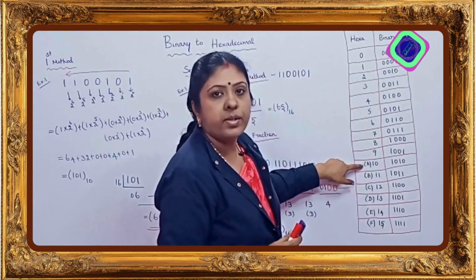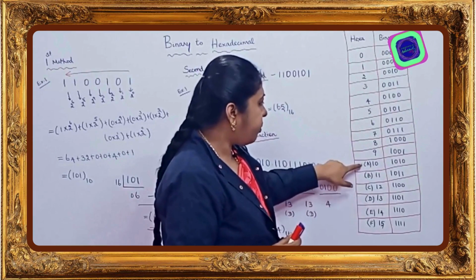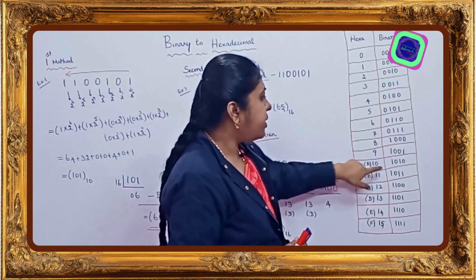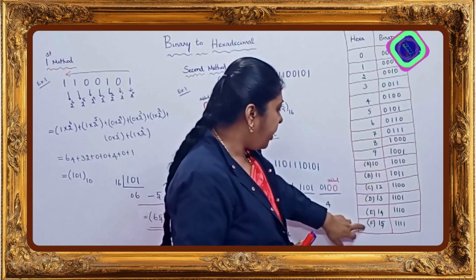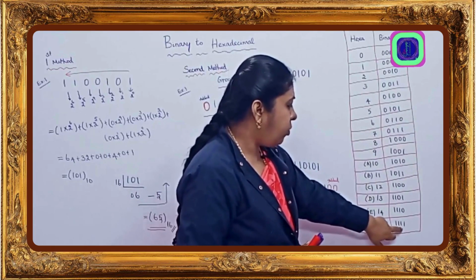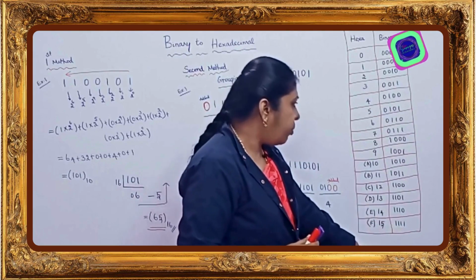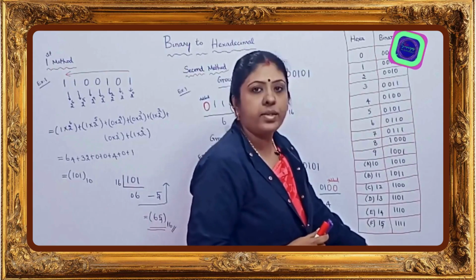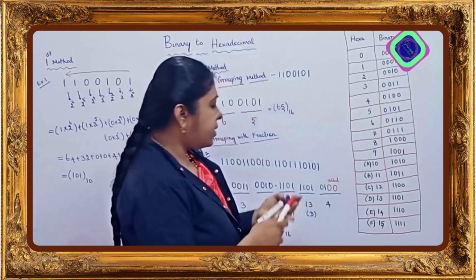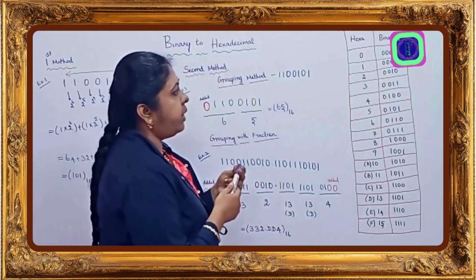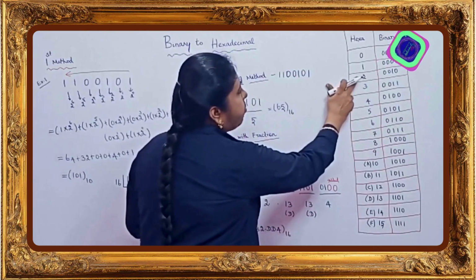From 10 it is represented by alphabets. 10 to 15 is represented by A to F. 10 is represented as 1010 and 15 is represented as 1111. We all know this table already. Suppose you don't know how to make this table or how to convert, just convert by dividing the number by 2. Consider a small example.